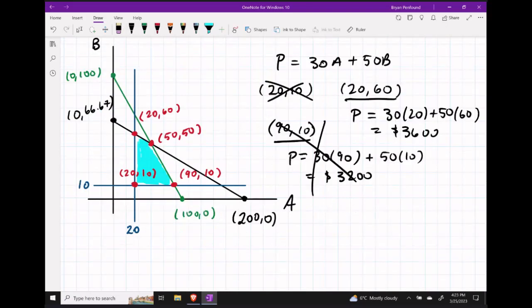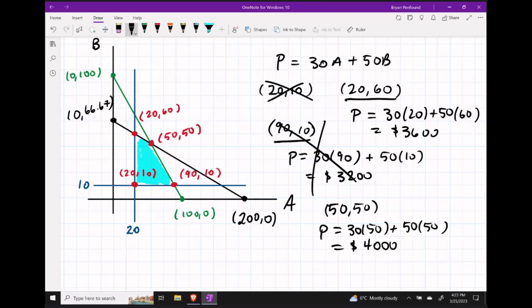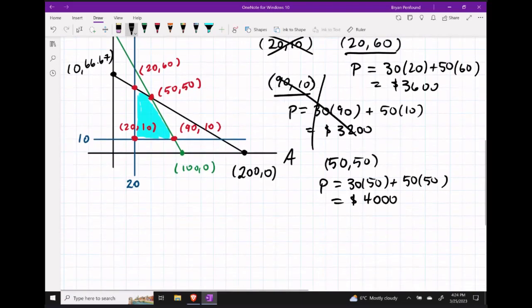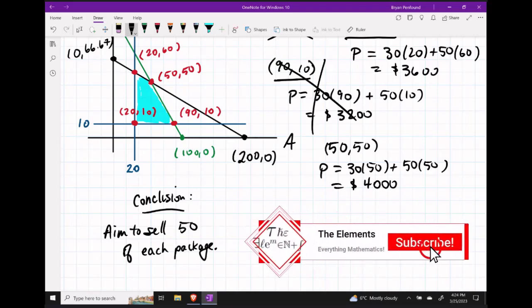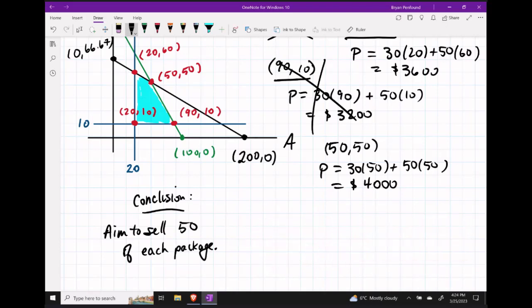We have just that one final corner point to check, and that's going to be if we sell exactly 50 A's and 50 B's. So let's take our 30 times 50 and our 50 times 50 and see what our profit margin looks like here. If we are able to sell all of these packages, we would have a profit of $4,000, which is actually the largest profit we could possibly get in this question. So our conclusion is that in this case, we should try to aim to sell 50 of both packages.